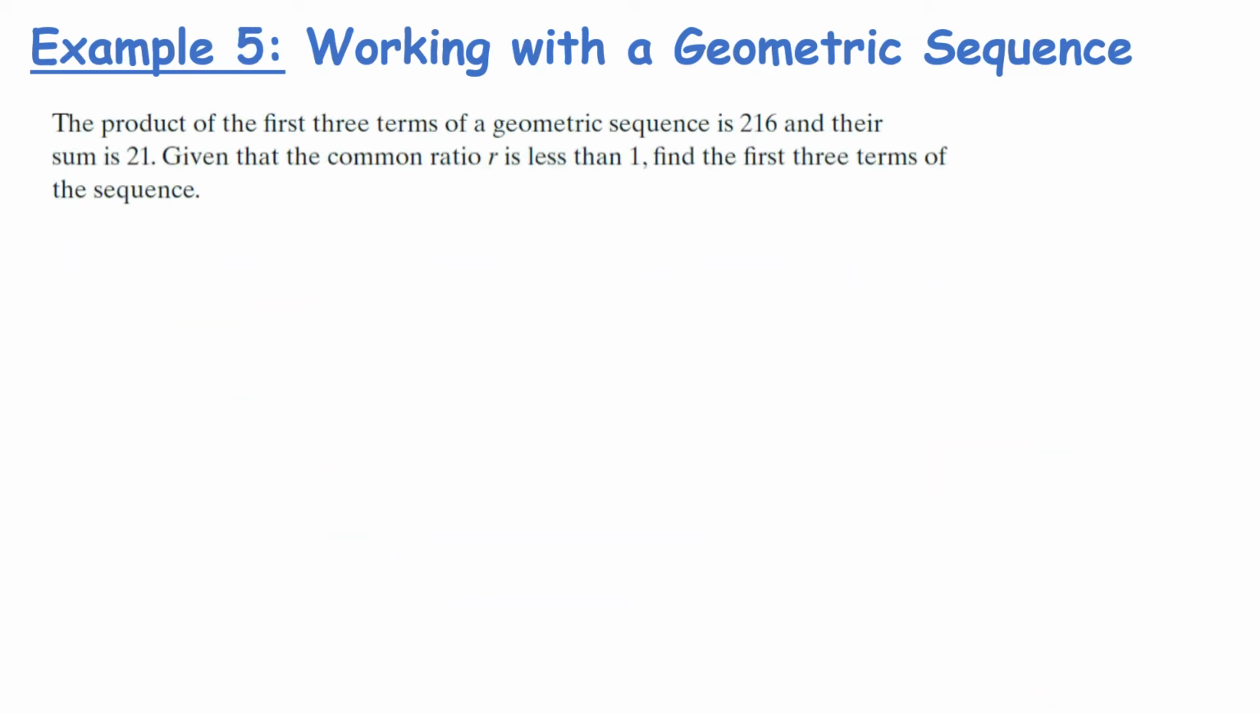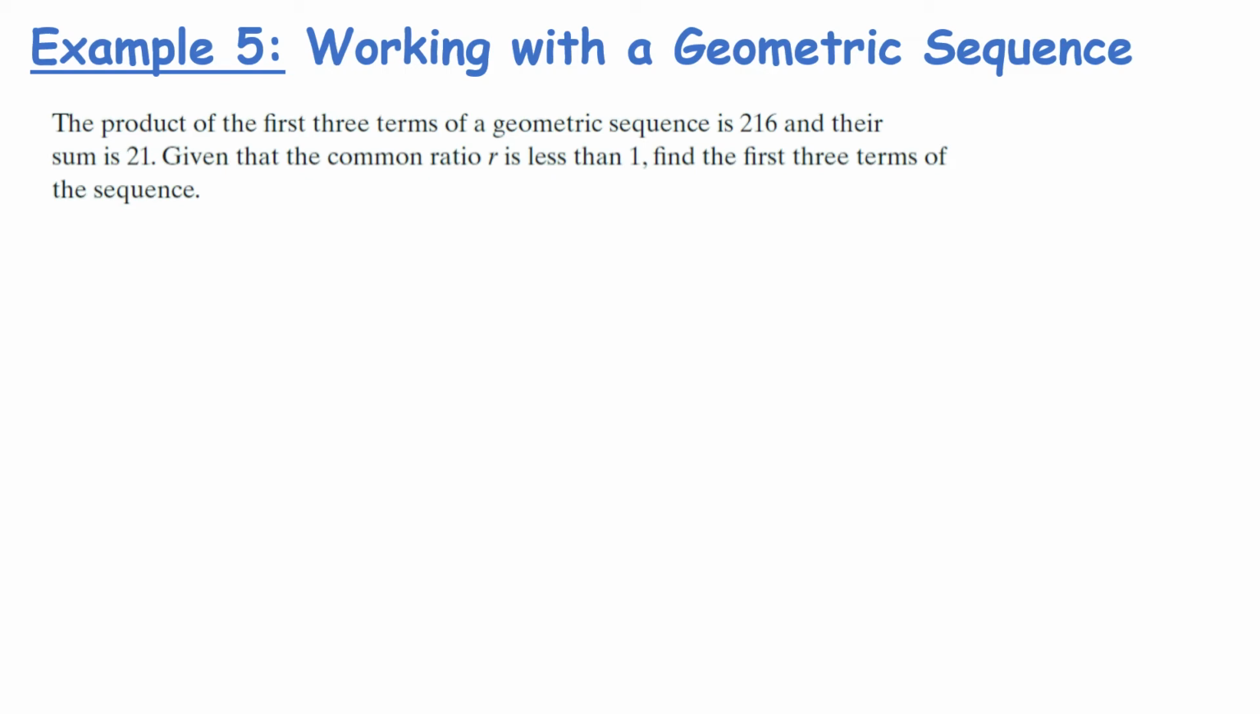Example 5. The product, so that means multiplication, the product of the first three terms of a geometric sequence is 216, and their sum, so when you add them together, is 21. Given that the common ratio r is less than 1, find the first three terms of this sequence.